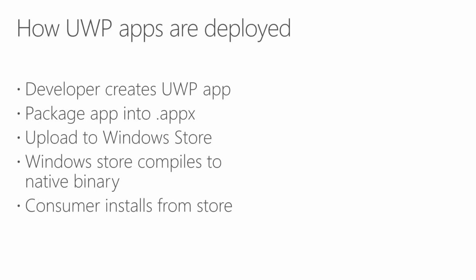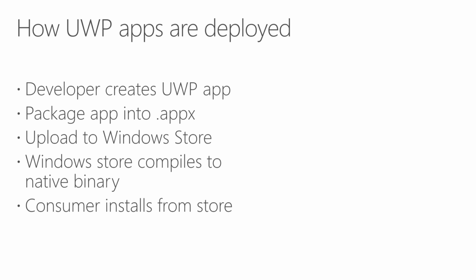Let's talk about how UWP apps are deployed. So you as a developer create a UWP application. Then you package that application into what's called an AppX package. That AppX package contains all the assets and materials that are needed to publish it to the store. You then upload that to the store. And then when it's in the store, Microsoft does some verification on it. And one of the things that it does while it's in the store is it compiles it into native binary.